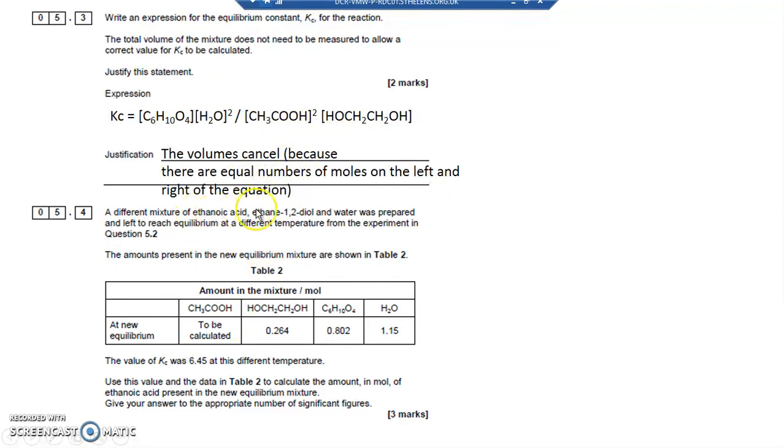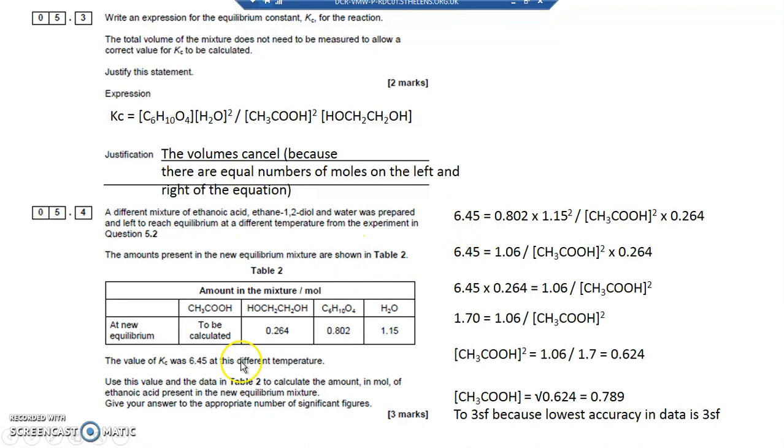A different mixture of ethanoic acid, ethane-1,2-diol and water were prepared and left to reach equilibrium, and I've now got the concentrations of each. I need to calculate the concentration of this CH3COOH, and I've been given an equilibrium constant. So this is just maths where I'm putting numbers in. So 6.45 is the equilibrium constant here.